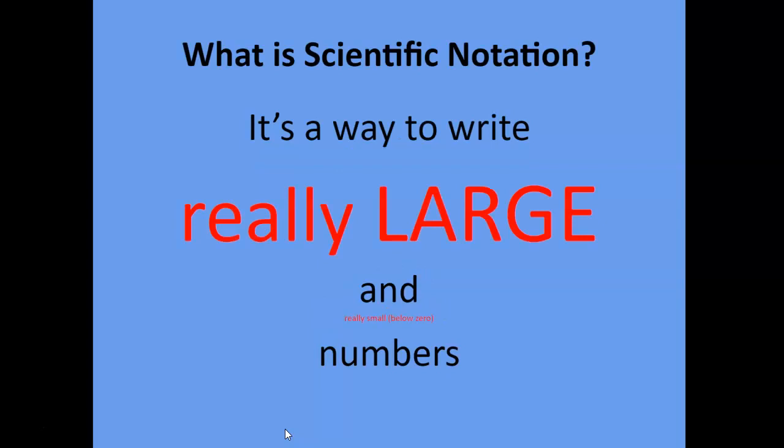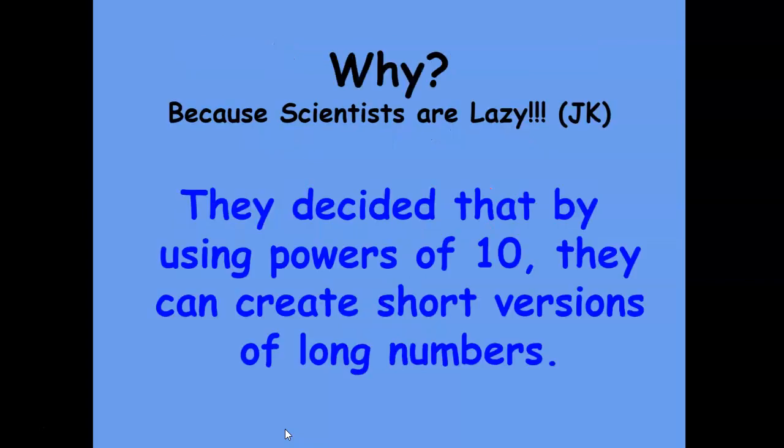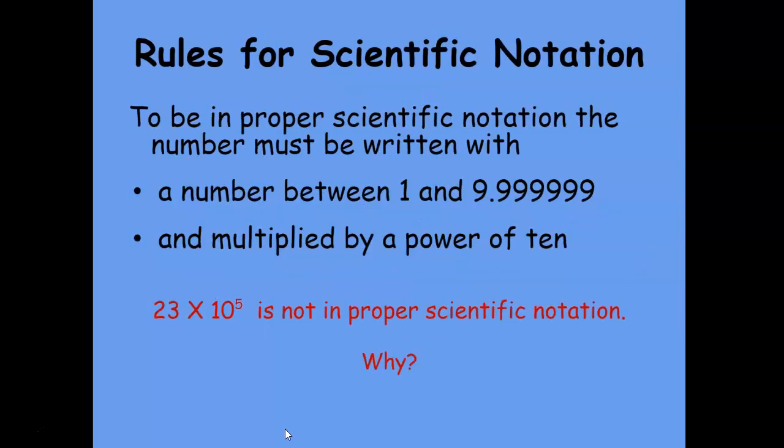So scientific notation is a really easy way to write really large numbers or really small numbers. And when I say really small, I mean numbers that are below 0, smaller than 0. We do this because it's not that scientists are lazy. No, it's that they decided that by using powers of 10, scientists can create short ways to write really long numbers. So there are two rules to remember when using scientific notation.